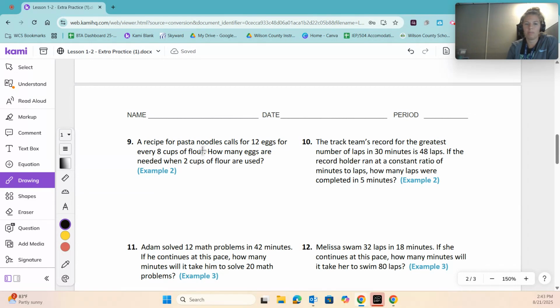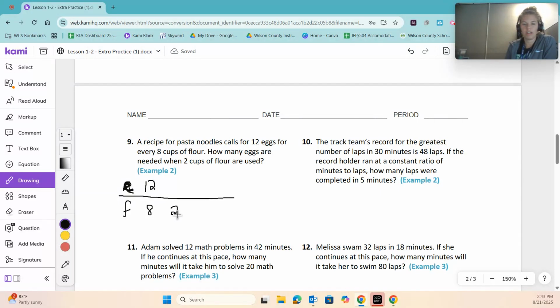A recipe for pasta noodles calls for 12 eggs for every 8 cups of flour. So we've got noodles and we've got flour. All right. Oh, no, we got eggs and we got flour. Sorry. Eggs. All right. And we need 12 eggs for 8 cups of flour. How many eggs are needed when 2 cups of flour are used?